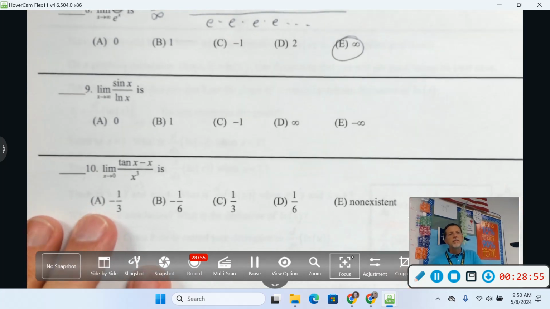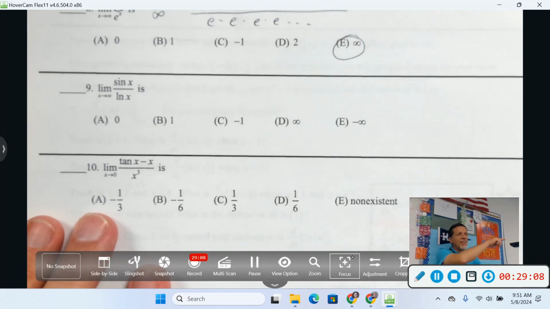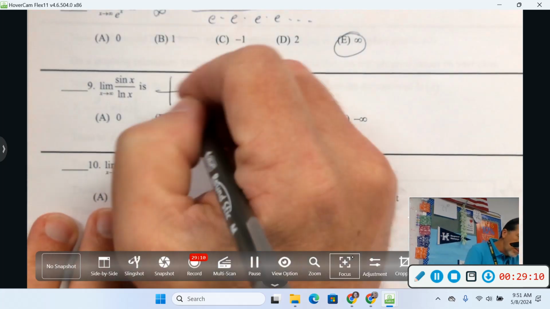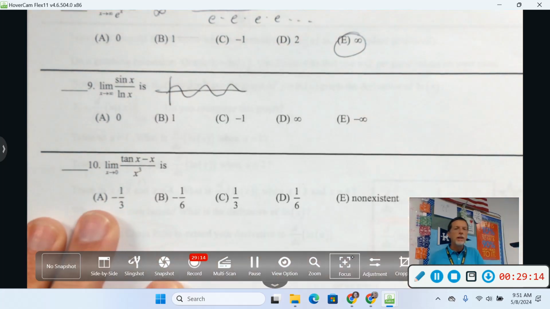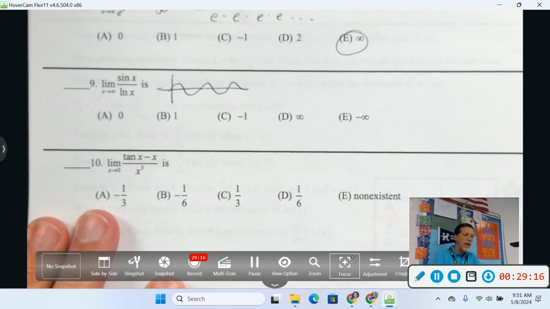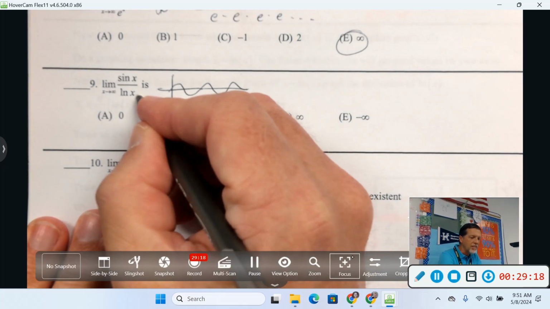Number 9, sine of x. Sine of x wasn't on our list. What does sine of x do? Show me with your hand what sine of x does. Oh, you're thinking unit circle. It just looks like this. So it's always between -1 and 1. And natural log of x is getting bigger.